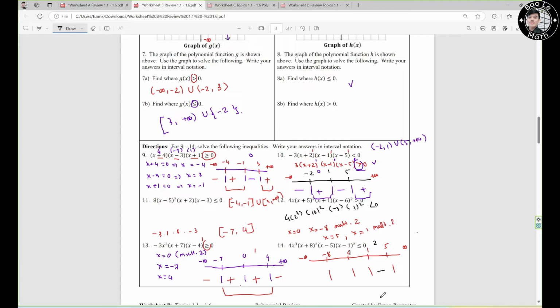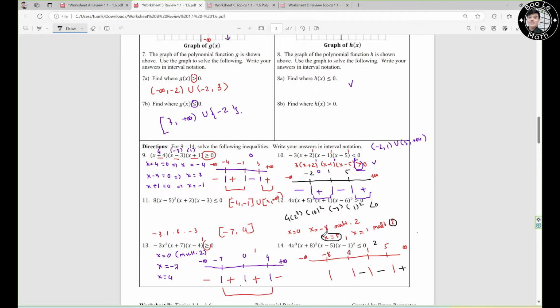So this is negative. Now, you need to be careful. Look at 5 right here. Okay, so this is the 0, right? S equal to 5. This guy multiplicity of 1, right? So I keep changing the sign. S equal to 1, multiplicity of 2. So the sign doesn't change. So it could be negative right here.